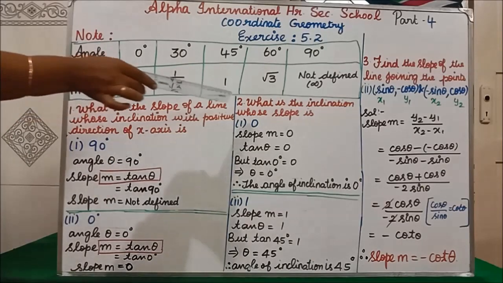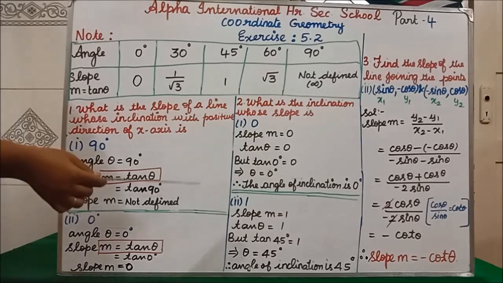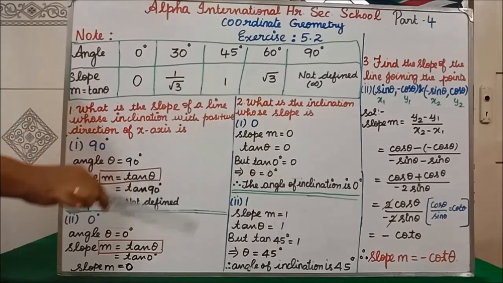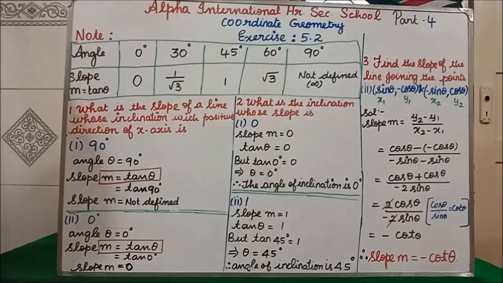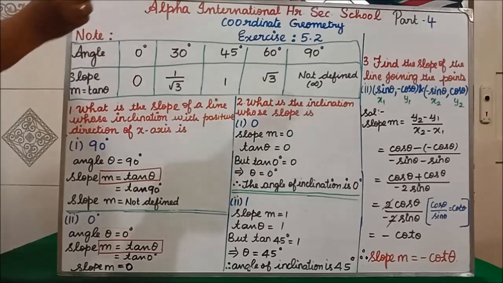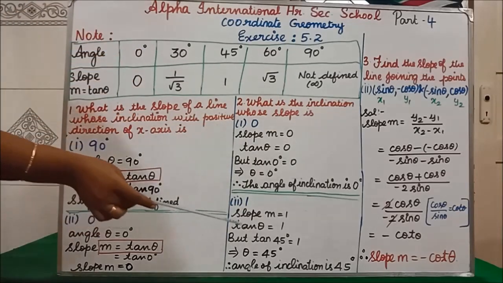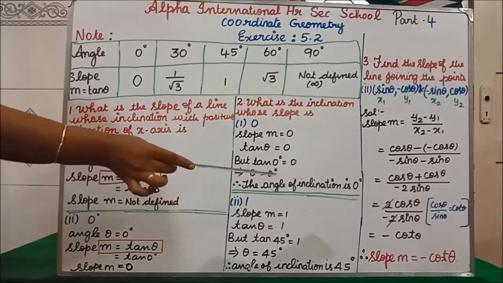Students, for the first question and second question, most of the time they will ask only 1 mark, and rarely only 2 marks. Clear? So slope m is equal to 1, tan theta is equal to 1. When will we get 1? Only tan 45 degree gives us 1. I have written before that tan 45 degree is equal to 1.